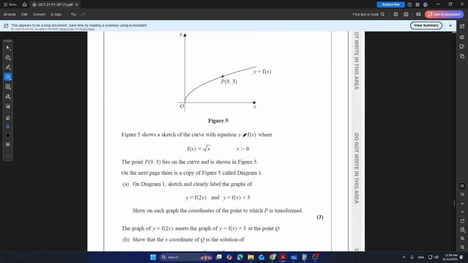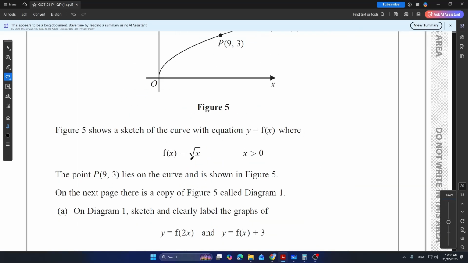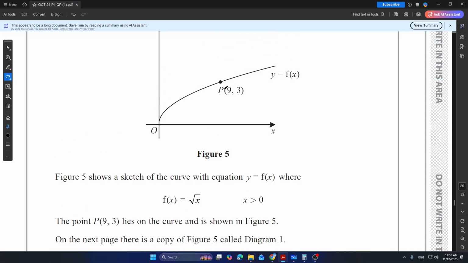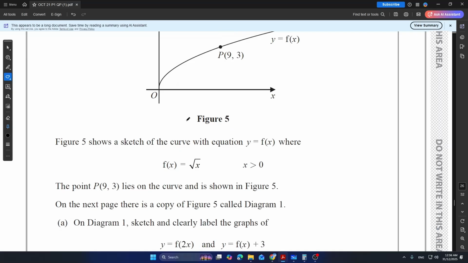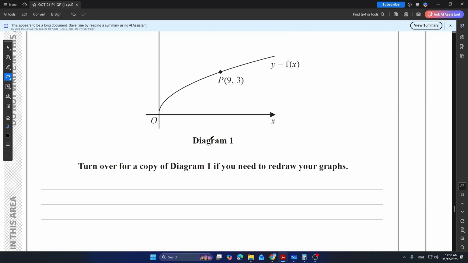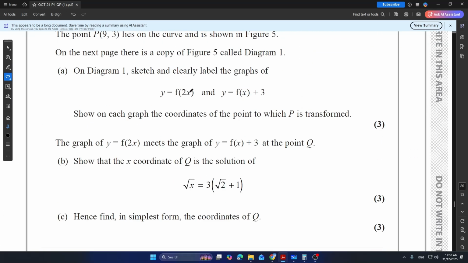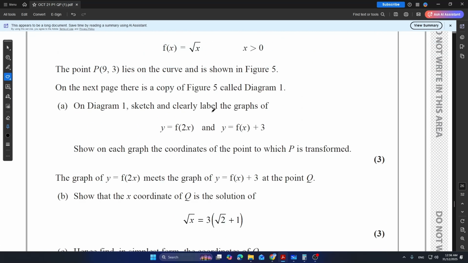So it says here, figure 1 shows a sketch of the curve y equal to f(x), where f(x) equals root x. The point P, (9, 3), lies on the curve and is shown on figure 5. On the next page is a copy of figure 5 called diagram 1. So this is diagram 1, and on diagram 1, sketch these two.